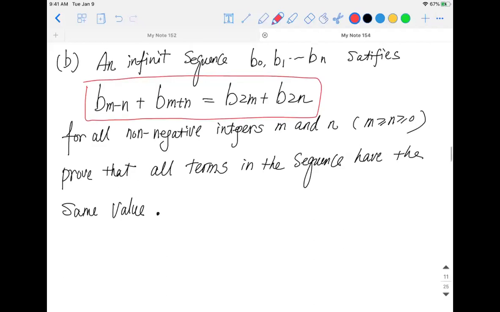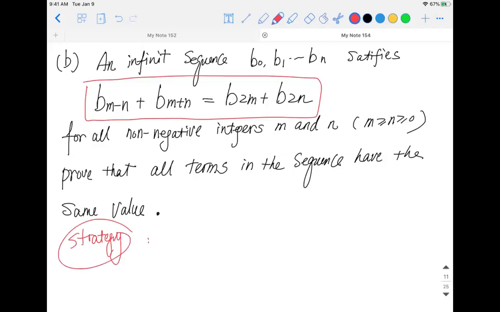This problem, like I said, is a COMC problem B part. It says that an infinite sequence B0 all the way to Bn, right? You have such a relationship, which is quite similar with the previous problem. For all non-negative integers m and n, m is greater than n, prove that all the terms in the sequence have the same value. So this is actually a very important problem because I want to show you guys some important strategy, how to prove all the terms are the same. So strategy is always important, right? Strategy.